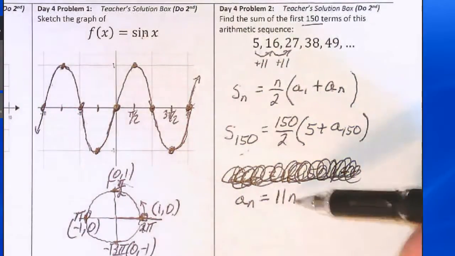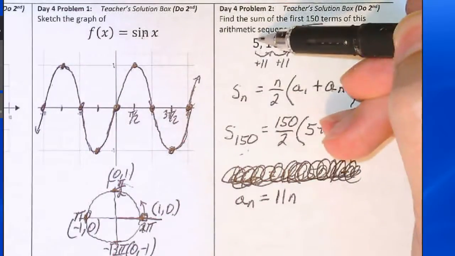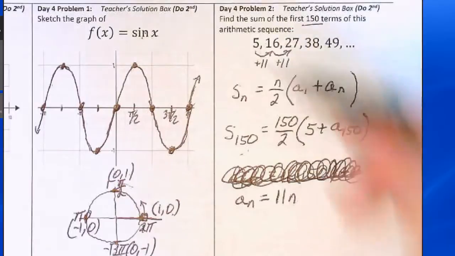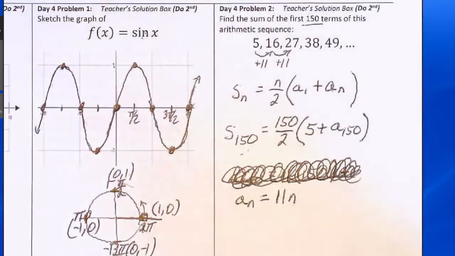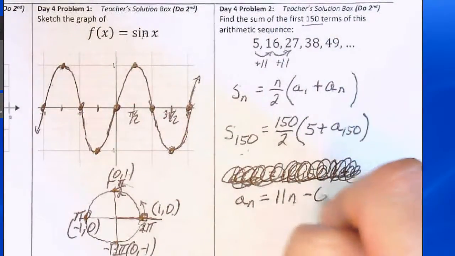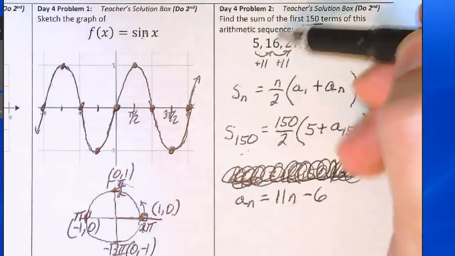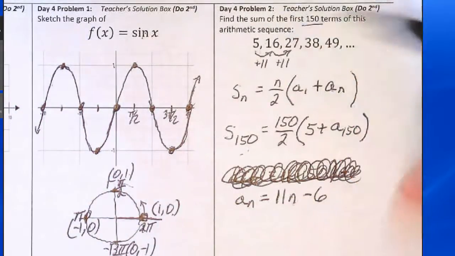Let's say n is 1. 11 times 1 is 11, but the first term is really 5. So how do you adjust this in order to make it output 5? We would have to subtract 6. Let's test this formula on some of the other terms and make sure that it works. 11 times 2 is 22. 22 subtract 6 is 16. That is the second term.